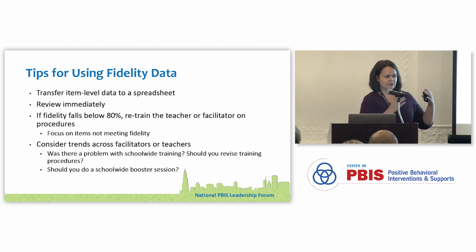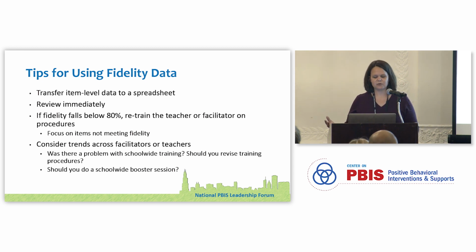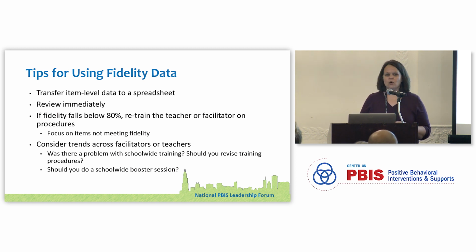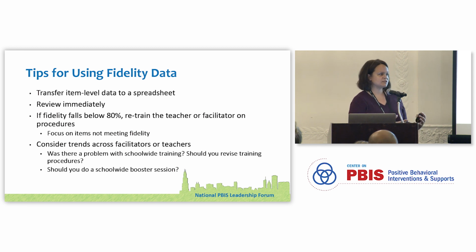So now you have collected fidelity data from the daily progress reports, and you've done direct observation fidelity checks. What you should do with that data is transfer it to a spreadsheet, with responses for each item. That way you can look at trends across your entire school to see whether you're having an issue with the same item across your entire school. That could indicate a problem with your initial training, or it could be a problem with the system that you've set up. So you can make changes to your system, or you could do some retrainings.